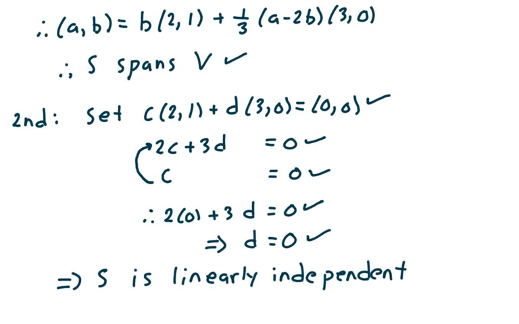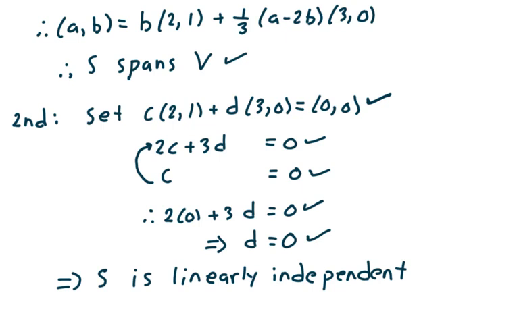And so therefore, the vector (a, b) equals b times (2, 1) plus 1/3 of (a minus 2b) times the vector (3, 0). And so therefore, S spans R2. Second, we want to show vectors (2, 1) and (3, 0) are linearly independent. How do we do that? Set c times the vector (2, 1) plus d times the vector (3, 0) equal to (0, 0).